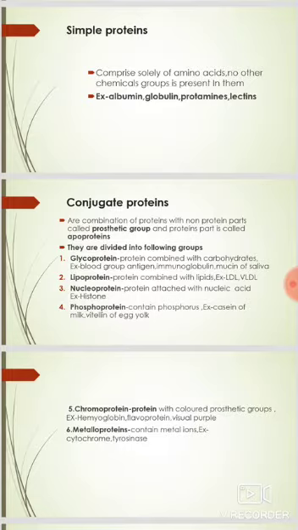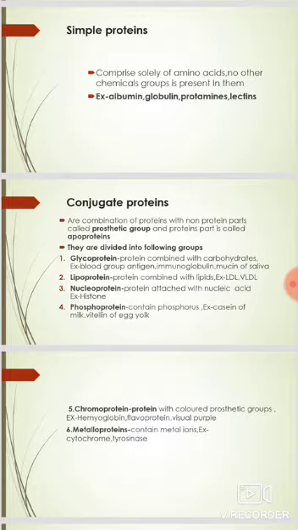Glycoprotein, protein combined with carbohydrate, is an example of glycoprotein which is present in the blood group antigen, immunoglobulin and mucin of saliva. Second is the lipoprotein. Protein along with lipid is the example of lipoprotein. Examples are low density lipoprotein or very low density lipoprotein.